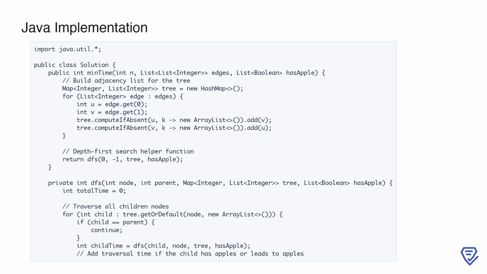The first step in this method is to build an adjacency list to represent the tree. We use a hash map where each node maps to a list of its connected nodes. For each edge in the input, we add connections in both directions to ensure the tree is undirected. Once the adjacency list is constructed, we call the helper method DFS to perform a depth-first search starting from node 0. The DFS function will calculate the total time needed to collect all apples in the tree.